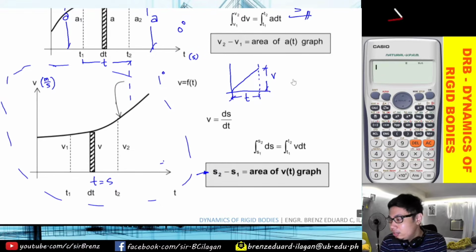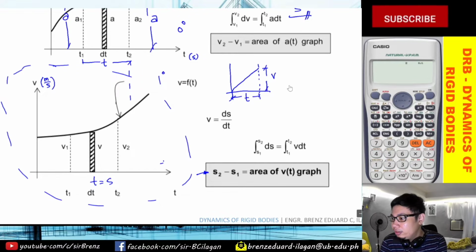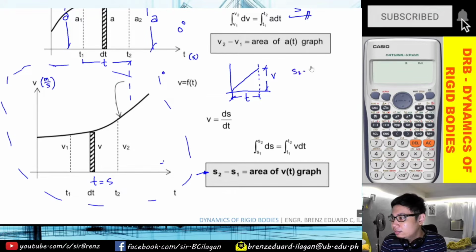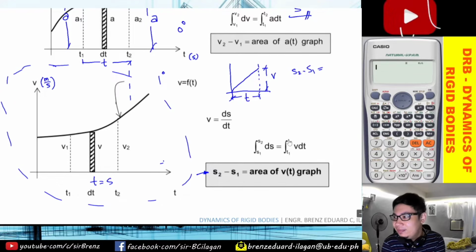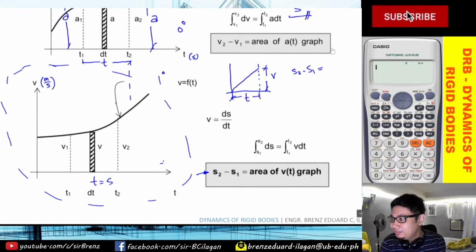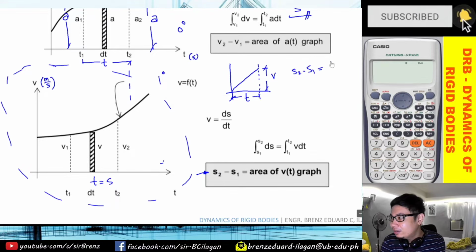Okay. So to know the value of your displacement, so di ba S2 minus S1 is equals doon sa area lang ng shear diagram. Sorry, napapag-ano ko na. Not shear, the velocity graph. The velocity time graph. So para makuha yung area niyan, di ba yan ay area lang ng isang triangle, or that will be 1/2 of the velocity times time.